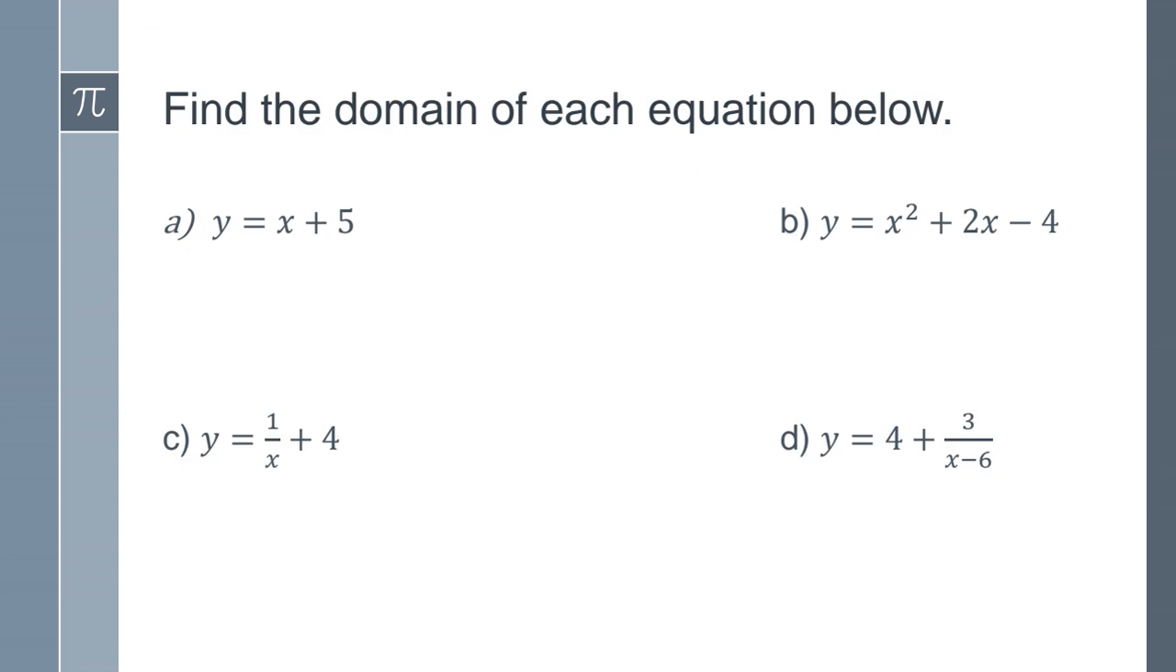So for letter A, we have y equals x plus 5. Do you have any fractions that have a variable in the denominator? Well, here we don't have any fractions. Do we have any square roots? No, no square roots. And actually, it's not just square roots, it's any even root.